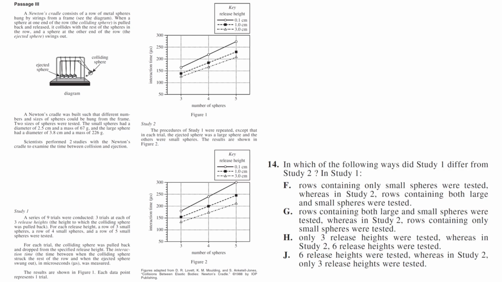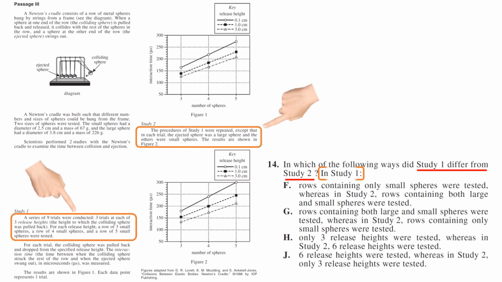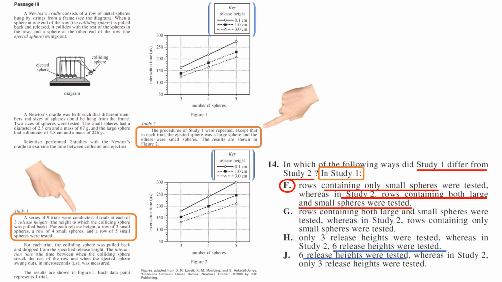Question 14. In which of the following ways did study 1 differ from study 2? So in study 1, we're looking at study 1 in particular. In study 1, the rows contained only small spheres. And in study 2, both large and small spheres were tested. That is correct. Just make sure you have them in the right order. If you needed to, you could process and eliminate. You see in choice H and J, they're talking about different heights. There's only 3 heights tested in each one, so you know both those are wrong. So if you needed a process of elimination, you could.